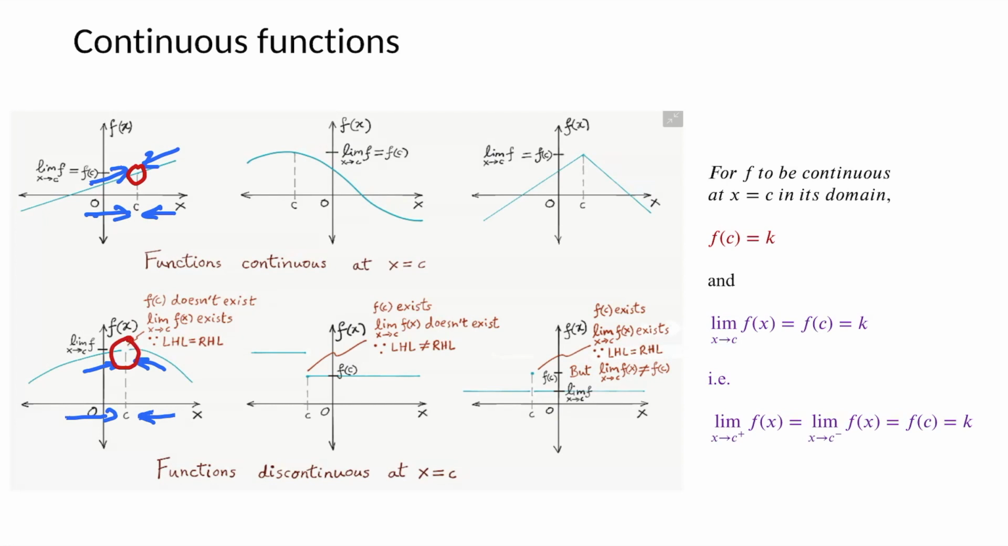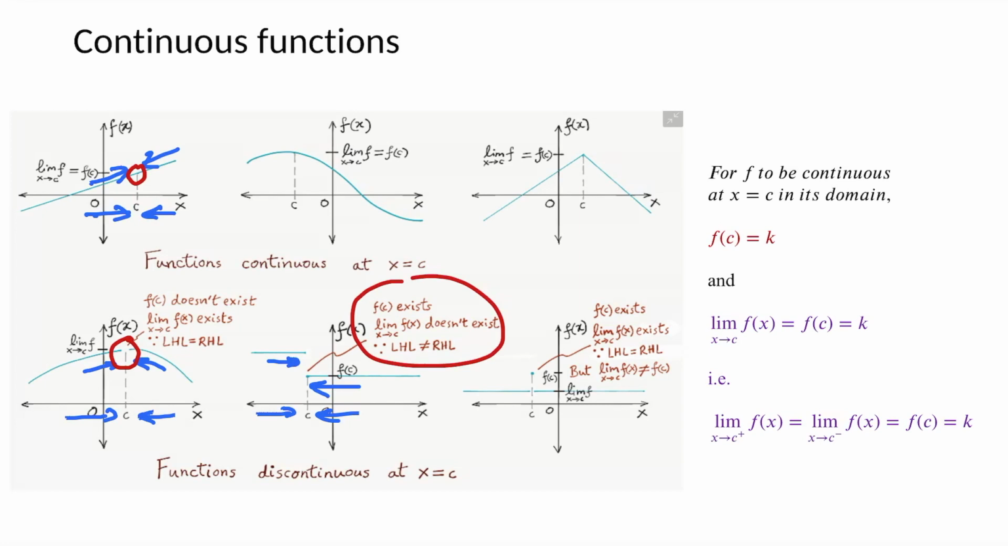If you look at the middle graph at the bottom, when you approach x equal to c from the left or from the right hand side, the function seems to approach 2 different values, and therefore we say that the limit of the function is not defined at x equal to c.